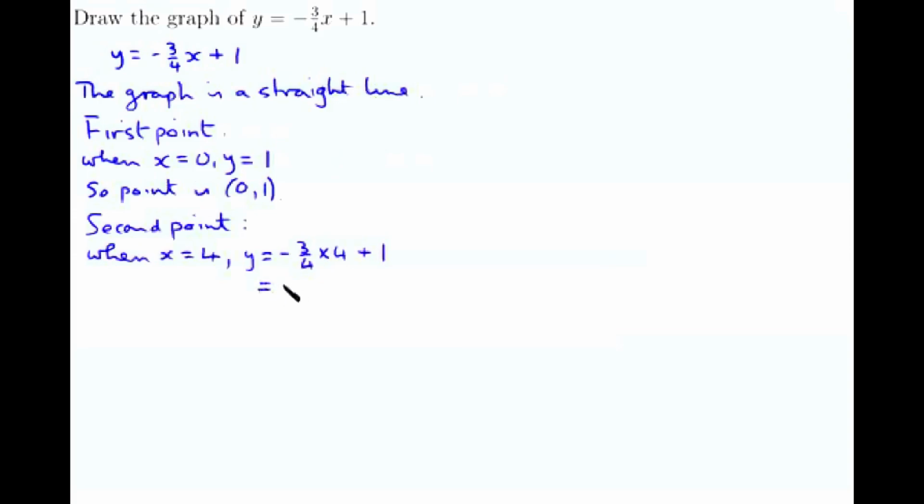Because I chose x equals 4, this part of the calculation turns out to be straightforward. This is just minus 3. Gives me an integer plus my 1, and that's equal to minus 2. So the point in this case is 4 for the x-coordinate and minus 2 for the y-coordinate. So now I have 2 points that are on the line, 0, 1 and 4, minus 2. So I'm going to plot those on the axes and draw a straight line through them.